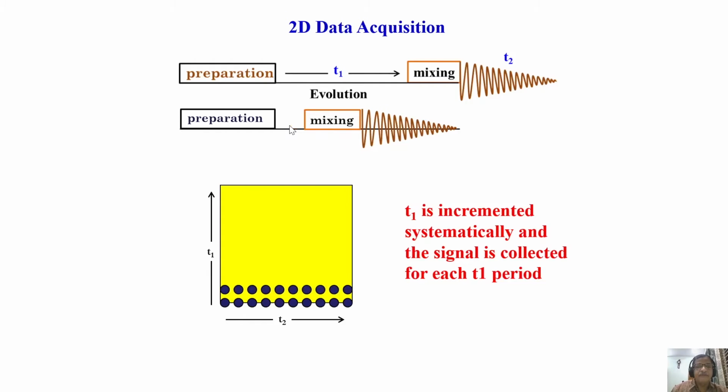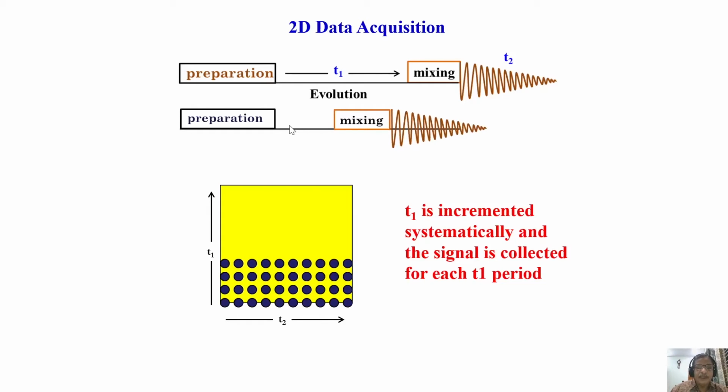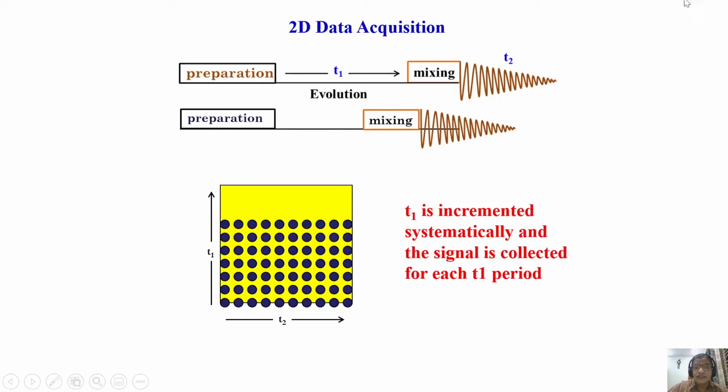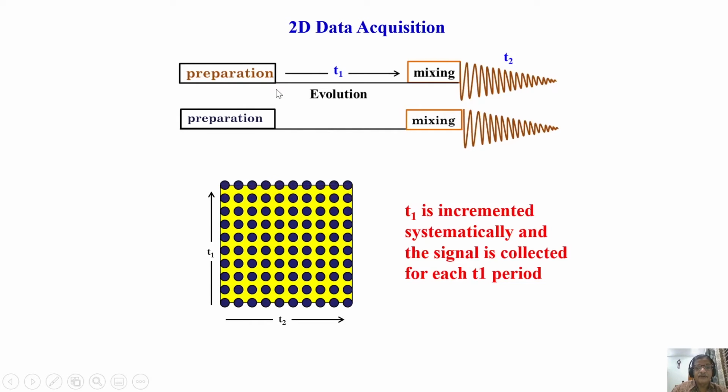Now we add some more delay, increment the delay, like initially let us say 5 microsecond, next 7 microsecond, 8 microsecond, like that. What is happening? Every time I am increasing the time delay T1. But notice one thing, this is constant, I am not incrementing this, only this period is incremented. You keep on incrementing like this.